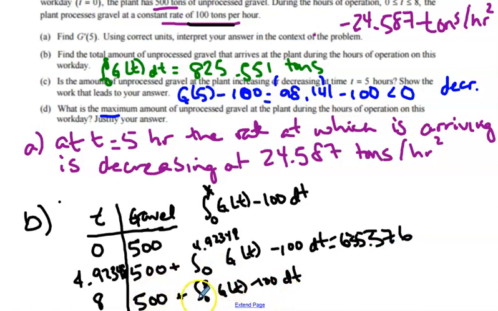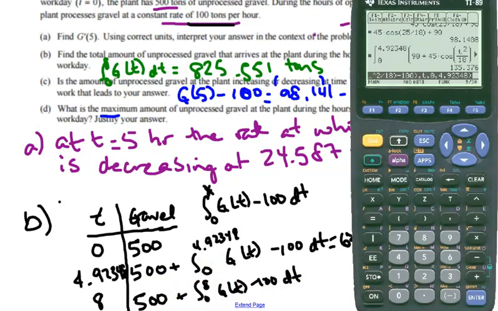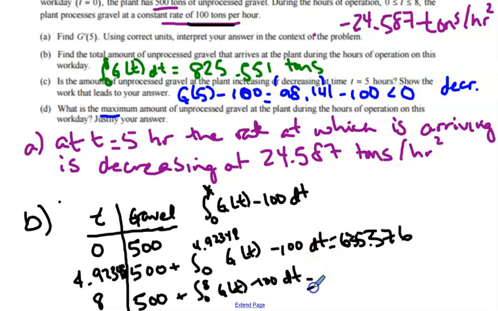Now I need to figure out how much gravel is left at the end of the workday. So all I have to do here is change my upper limit of integration to time equals 8. Then I hit enter and wait for my calculator to resolve. Whatever number I get, I'll have to add to the 500 initial value. So I have 500 plus this 25 number, so it's 525.551.